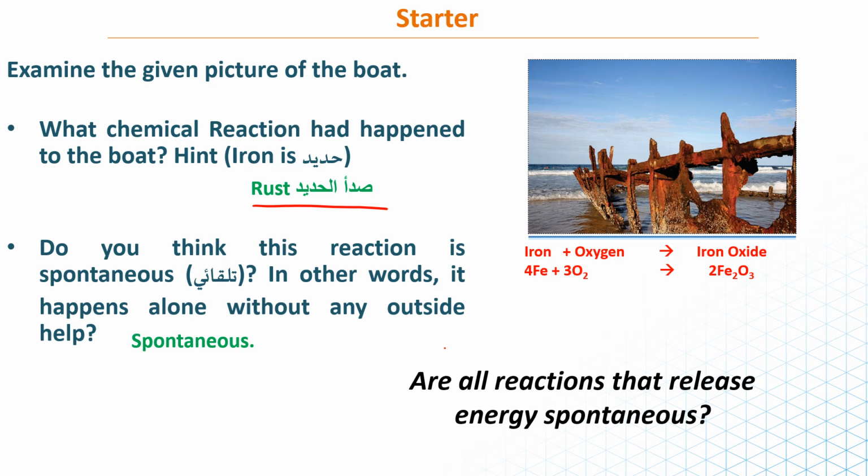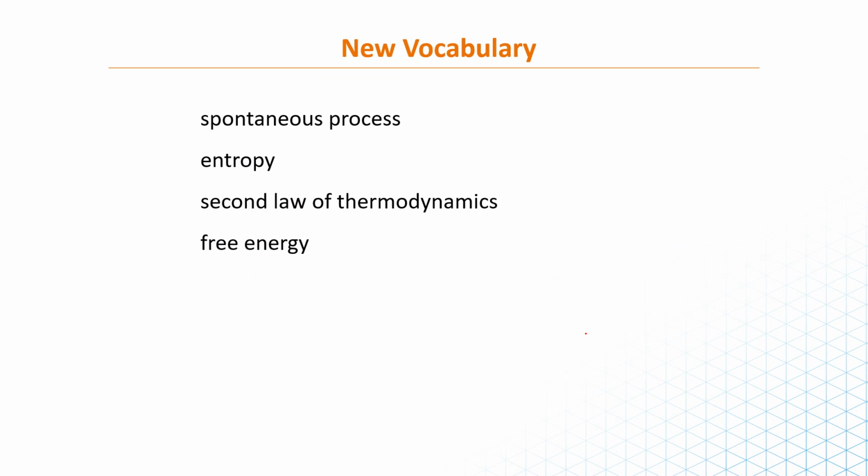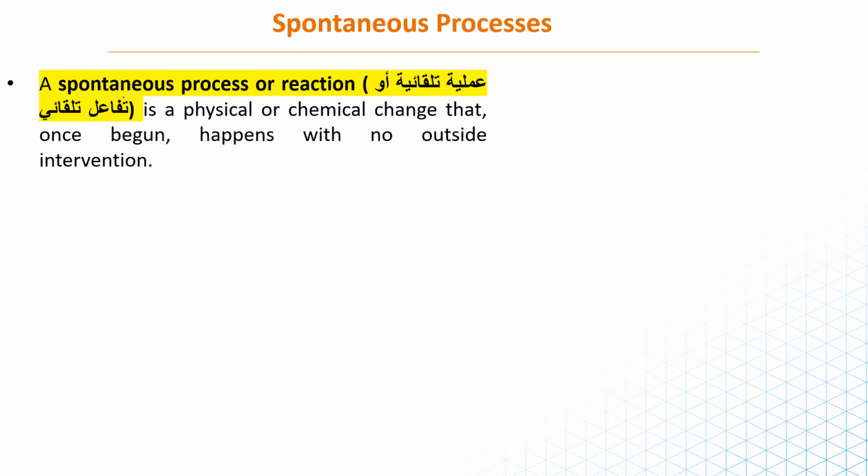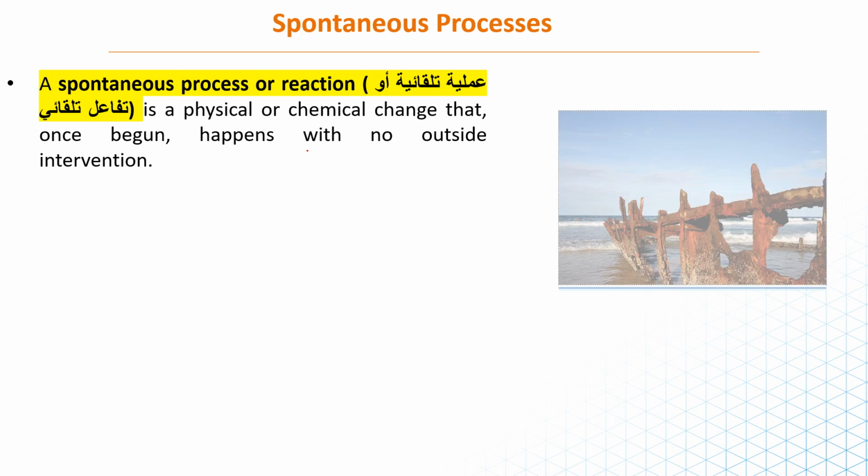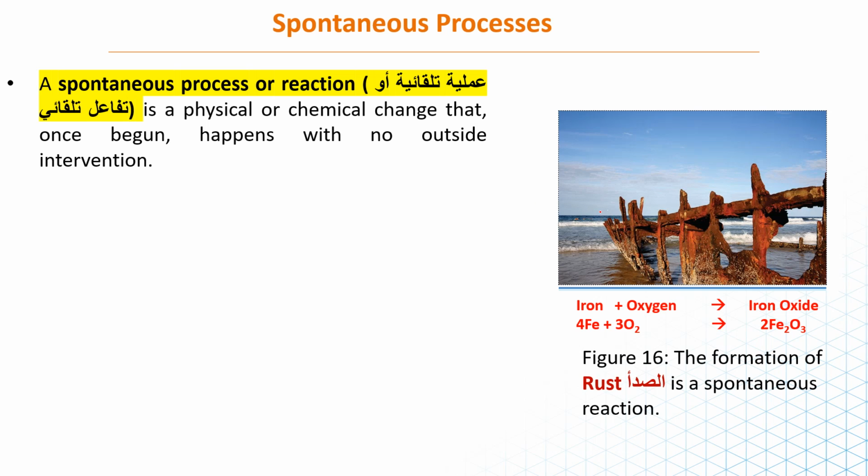Now the main question, are all reactions that release energy spontaneous? So are all reactions that have a negative delta H spontaneous? This is what we are going to discover, guys. So we are focused about spontaneous reactions, and we'll cover these keywords while we are going, okay? Okay. So what's a spontaneous reaction? A spontaneous reaction is a physical or a chemical change that once begun happens with no outside intervention, like what we discussed here. So the formation of rust is a spontaneous reaction.